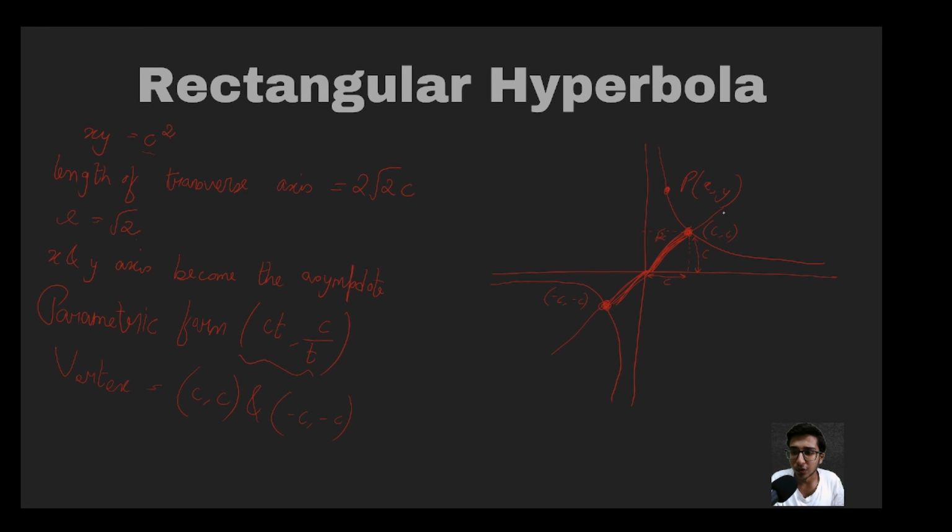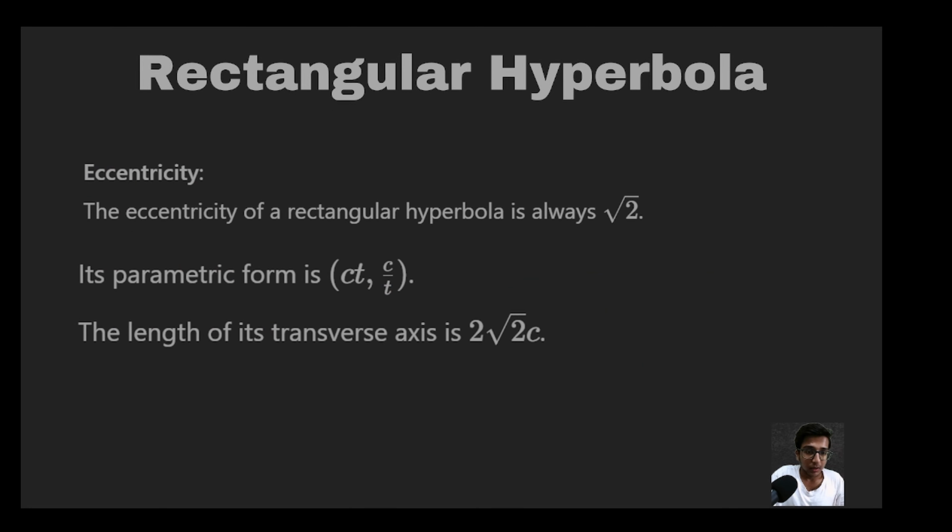Now, of course, the foci would lie somewhere here. And now studying about the focus of rectangular hyperbola is not in our syllabus, so we will not look into that. We just know where it is. Suppose if in JEE Mains they ask you about this, you know where the location is, so it is not going to be very difficult for you to derive the coordinates of f1 and f2. So the same things have been mentioned here. The eccentricity is always root 2. The parametric form is ct comma c by t, and the length of transverse axis is 2 root 2.